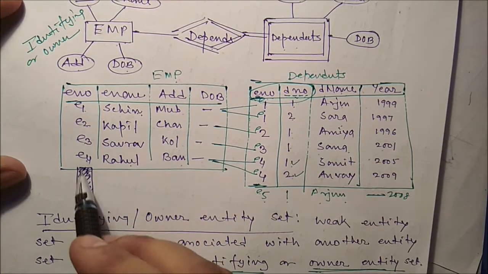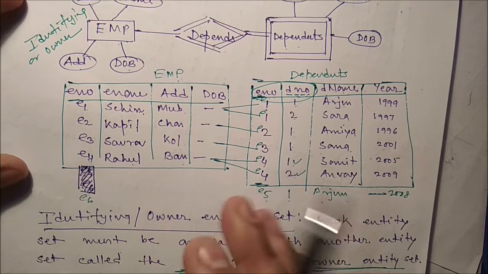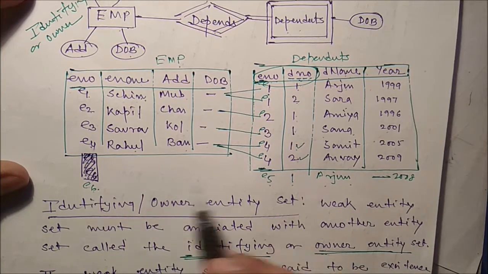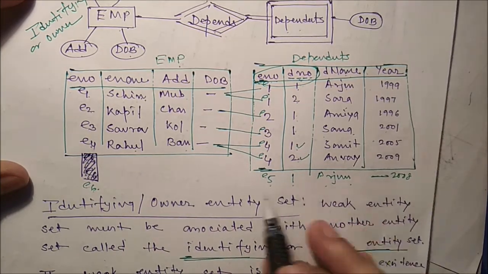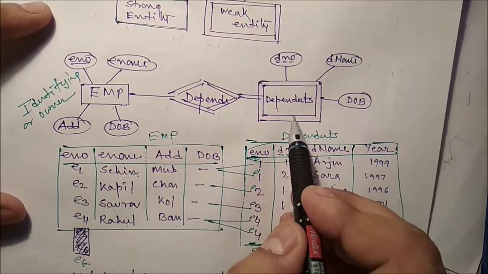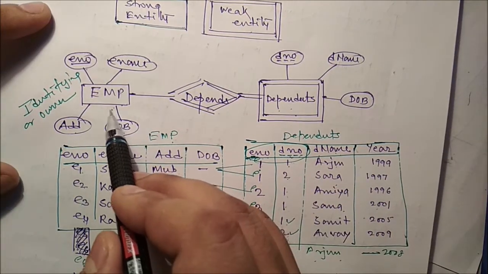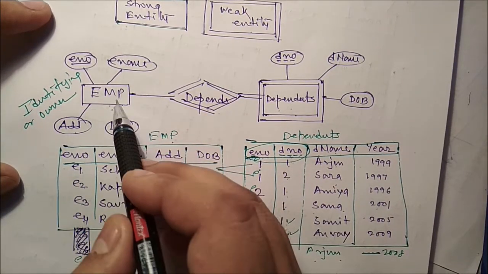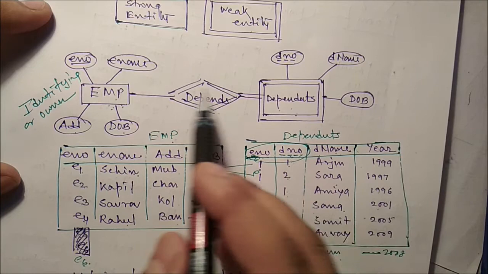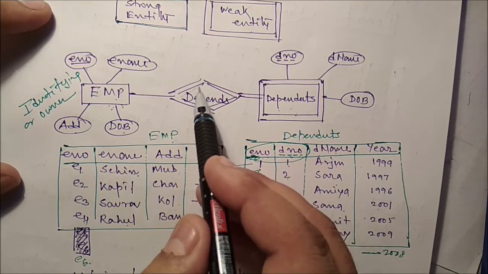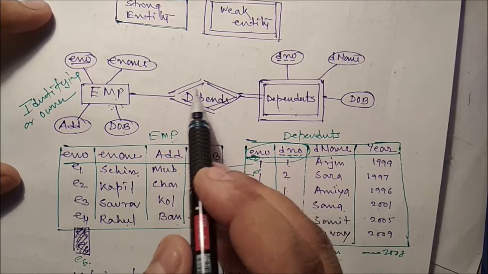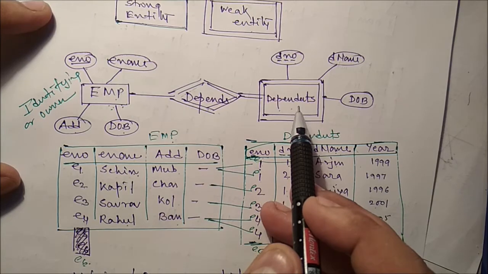And another case: suppose E6 is there and he is unmarried or single and that employee doesn't have any children, so definitely it is not required to insert any entry here for employee number 6. This is our weak entity set, and this is our identifying or owner entity set. It may be a strong entity set, or it may be another weak entity set. Using the owner entity set and the weak entity set, there must be a relationship. Here we should use the double diamond box to represent the relationship between the owner entity set and the weak entity set.